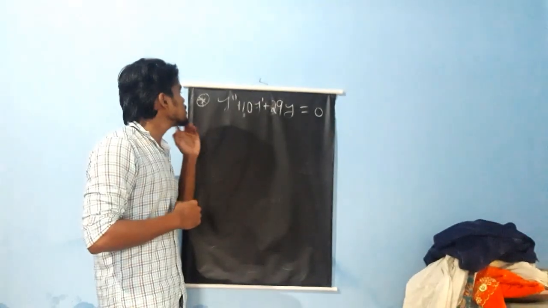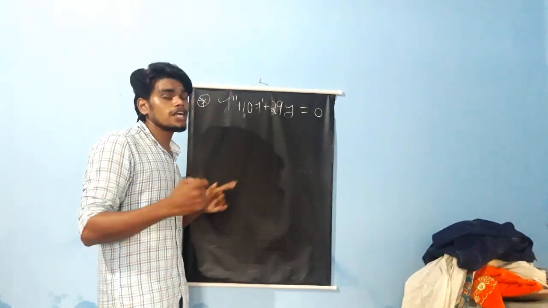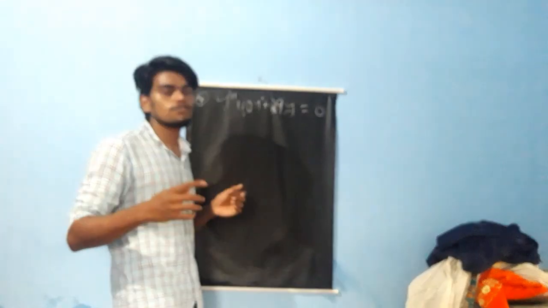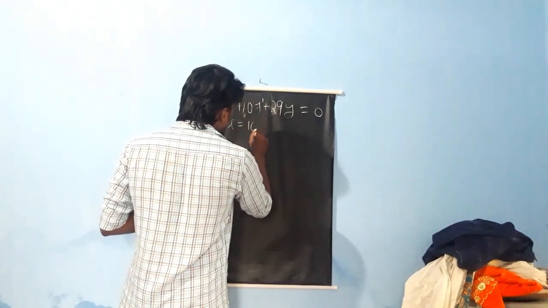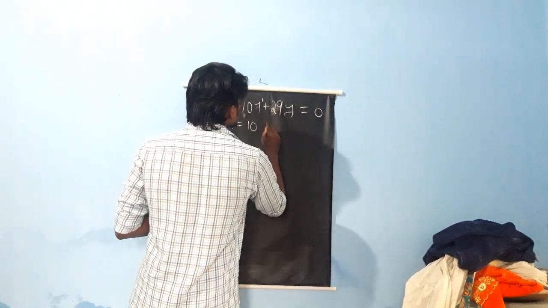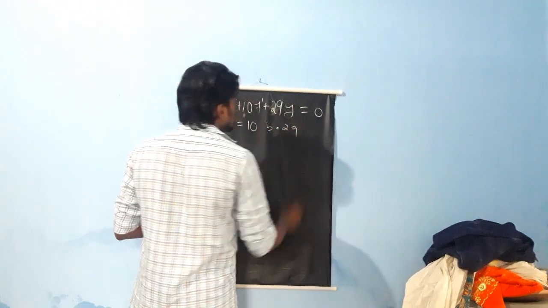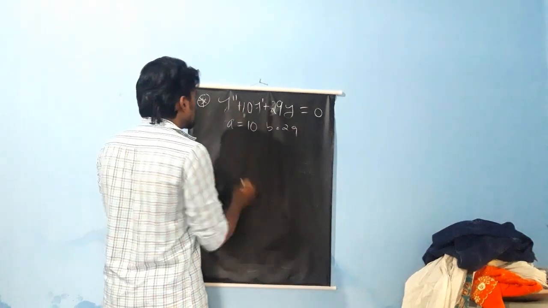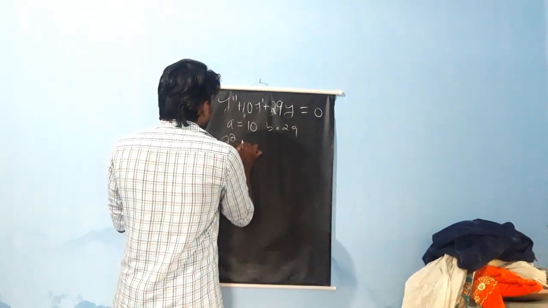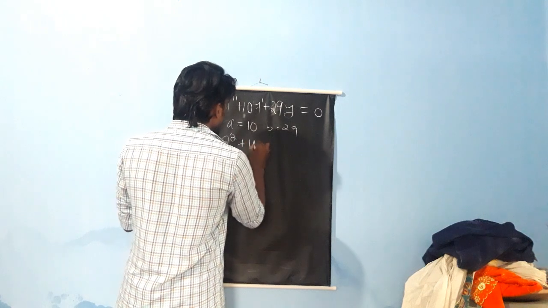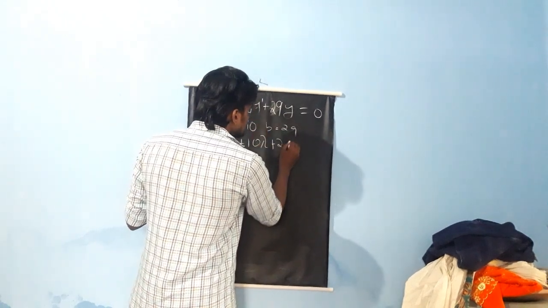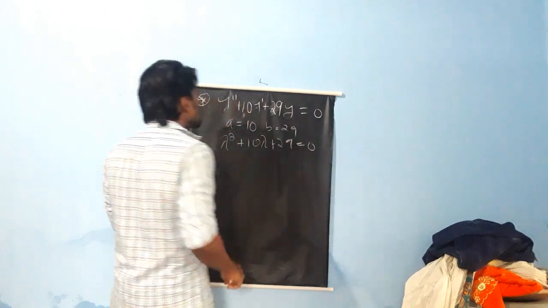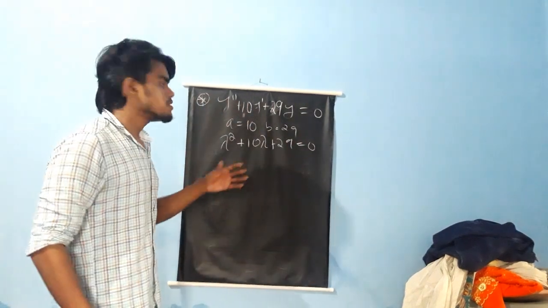We have the differential equation y'' + 10y' + 29y = 0. Here we can write that a is equal to 10 and b is equal to 29, and the characteristic equation will be λ² + aλ + b = 0, which means λ² + 10λ + 29 = 0.